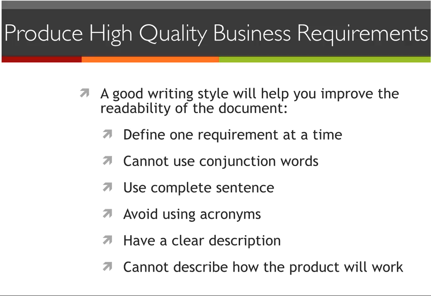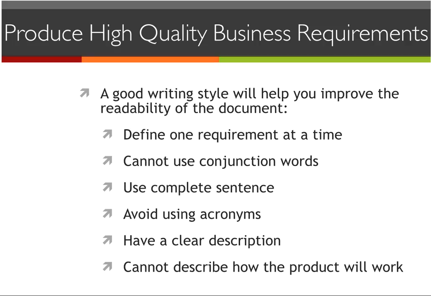The first thing you can do is to only define one requirement at a time. You cannot use conjunction words such as like, or also. Each requirement should be separated so that the developers or the testers will not miss out any requirements, because they can only develop or test one requirement at a time.